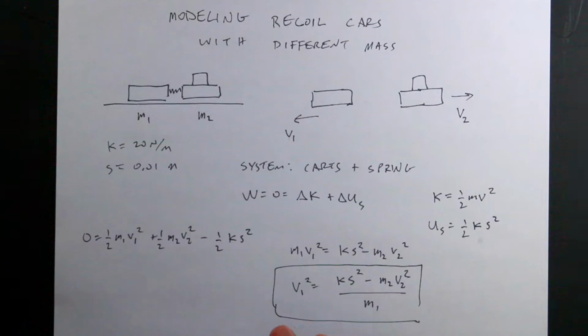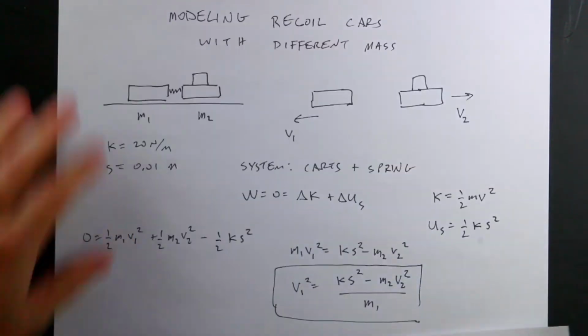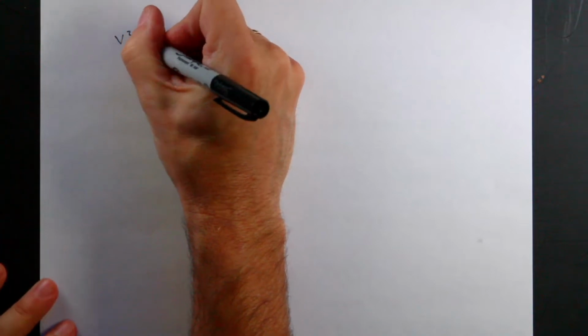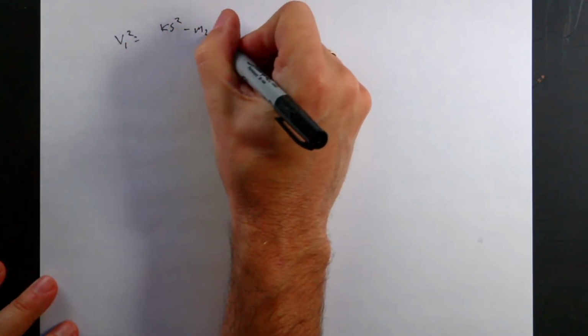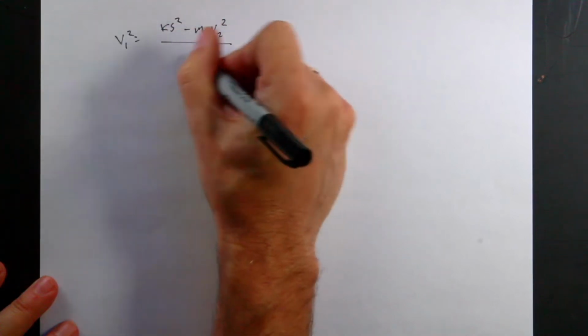Okay, so now I can look at the momentum principle. Let me write that equation right there because we're going to use that one. v1 squared equals (ks squared minus m2 v2 squared), all of that over m1.